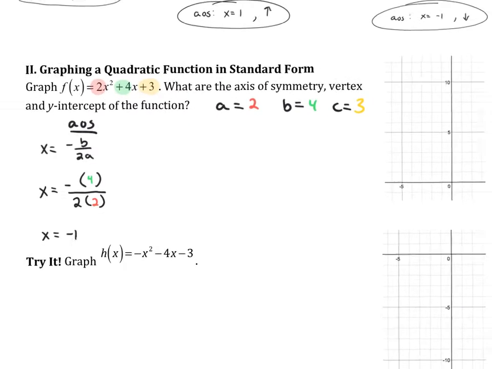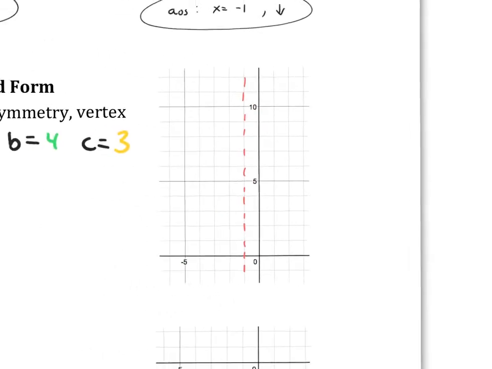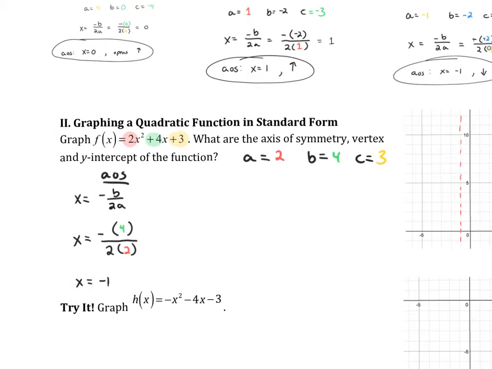Why is that helpful? Well, because I now know over here I can sketch the axis of symmetry just along the negative 1, where x is negative 1, a vertical line. So I'm going to take this negative 1, and it's got to get substituted to here and to here. And this is what it looks like.